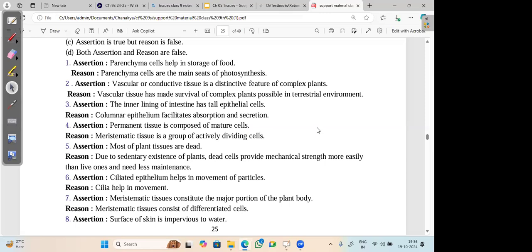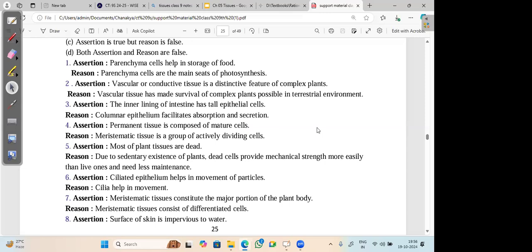Now see the third one. The inner lining of intestine has tall epithelial cells. Is it correct? Yes, sir. It is not cuboidal, it is columnar epithelium which forms the lining of the intestine. Reason: columnar epithelium facilitates absorption and secretion. Yes, so it is correct and it is the correct explanation also. So it is option A. These assertion and reason questions are very good for your practice.